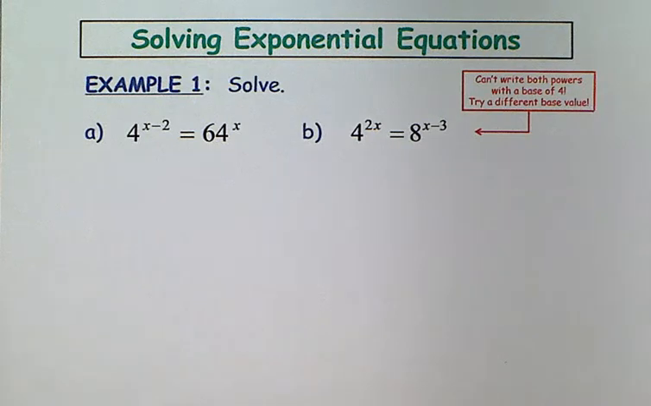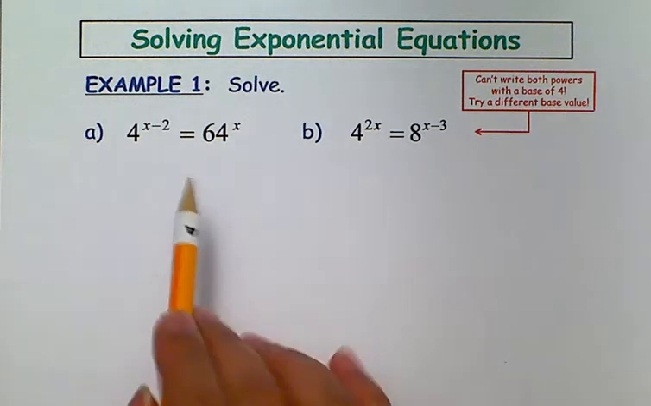Okay, so here's our first example, and we're asked to solve. So we're trying to find the value of the variable. And so ideally when you're solving exponential equations, what you want to try to do is write the left side and the right side using the same base. And so if the bases are not the same, try to rewrite one of the bases as whatever the value is of the other base.